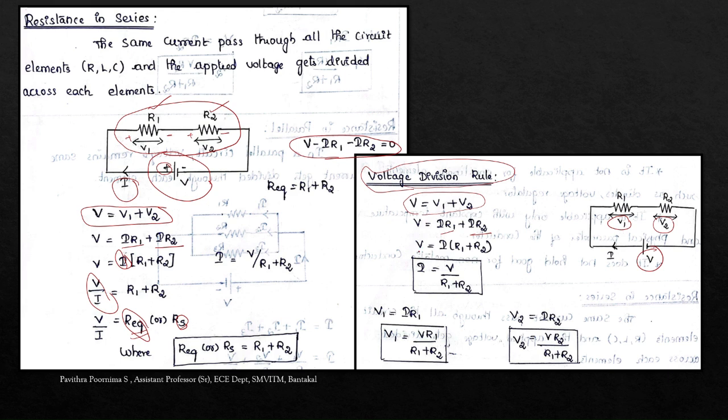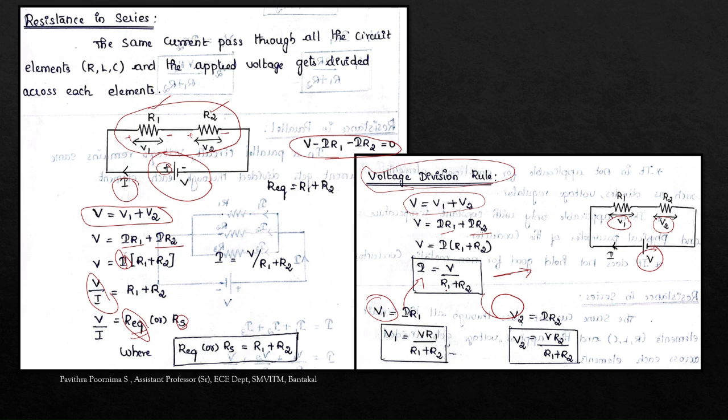So that we are going to find. So V equal to I of R1 plus R2. We know R1 plus R2 is the total resistance. So I equal to V divided by R1 plus R2. Consider this as the main equation. And we have the individual voltage drops V1 and V2. So V1 equal to, if you substitute I as V divided by R1 plus R2, we get the voltage drop across R1. V1 equal to V R1 by R1 plus R2.